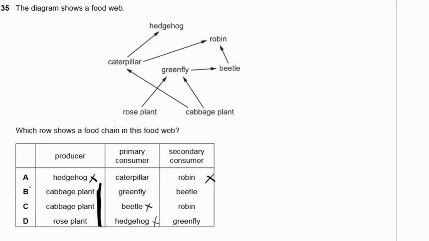So it looks like the answer is B, because green fly is a primary consumer. And green fly are eaten by beetles, the secondary consumer? Yep. The answer is B. There we go.